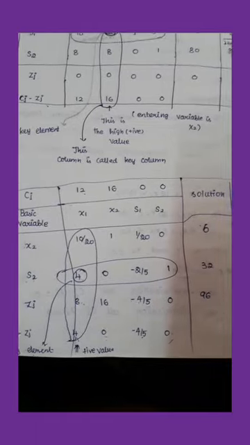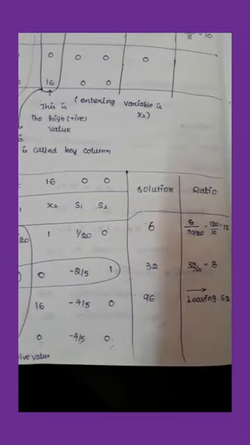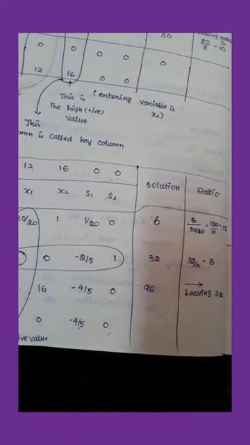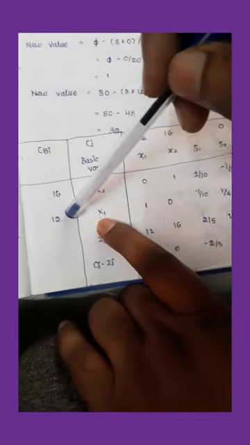So in iteration 2, the leaving variable is S2. Instead of S2, which variable should be replaced? X1 should be replaced. So instead of S2, X1 will be replaced. And then see X1's coefficient. X1's coefficient is 12, so that should be placed in the coefficient part.